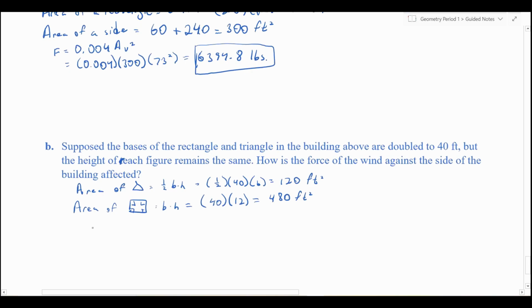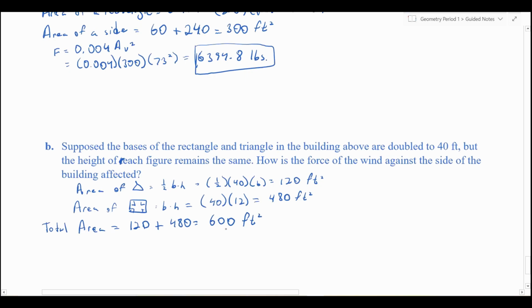So when we multiply these, this is double, that's double, right? So the total area, I'm going to show you total area. Total area is going to be 120 and 480, I'm just going to put the units at the end, plus 480, right, is going to be 600. And this is 600 square feet. Now, notice that this 600 is exactly double that.